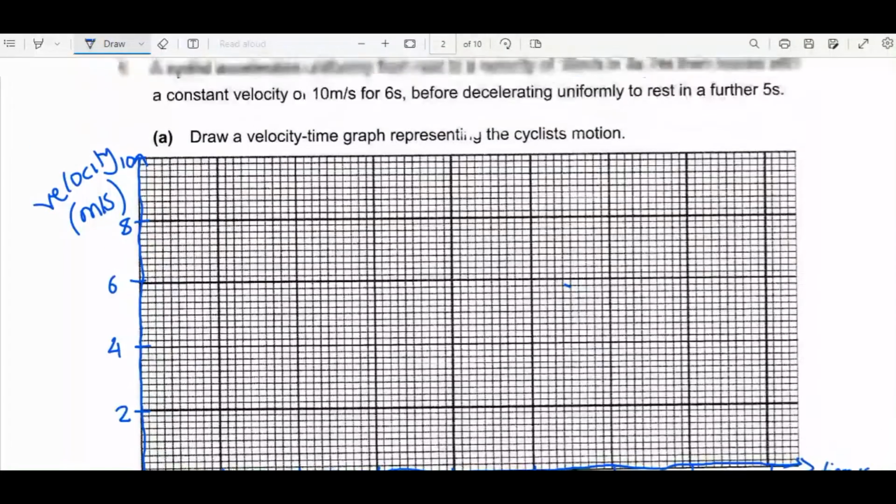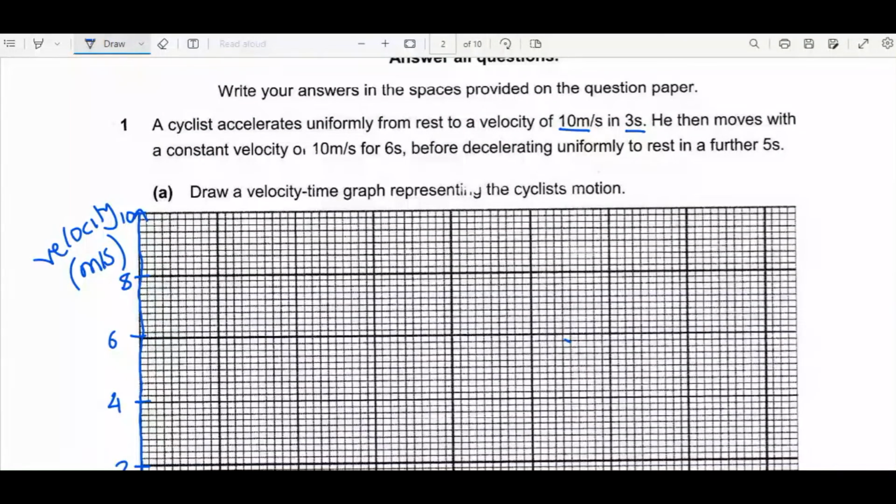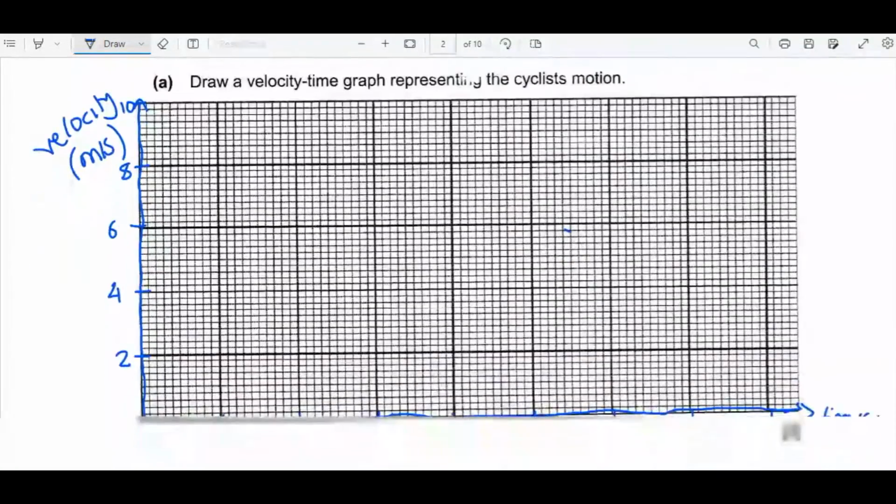Where is this 0, 0 coming from? This 0, 0 is coming from the word rest. Whenever you have rest, it means the initial velocity is 0. Then after that we need to plot 3, 10. Let's look at where we have 3. 3 is between 2 and 4. So 3, 10 is here. This is where our 3, 10 is.